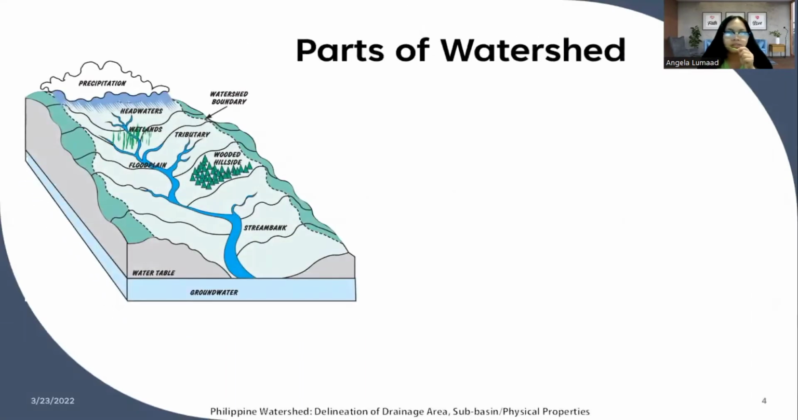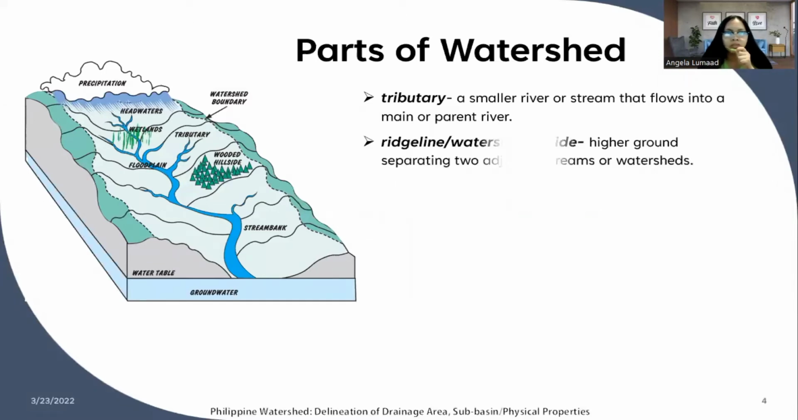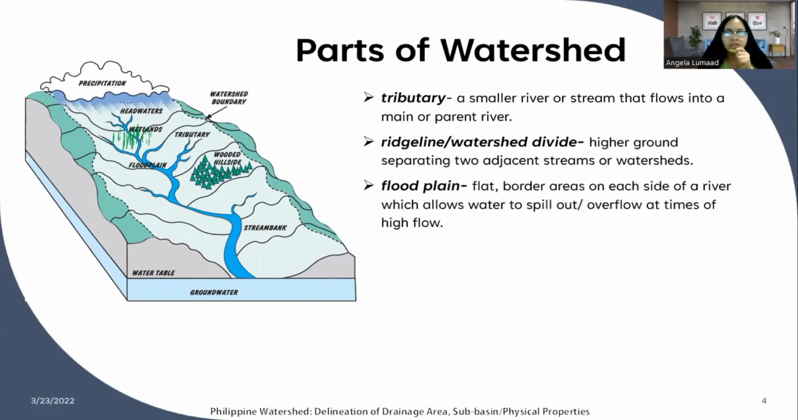A watershed has parts. First is the tributary, a smaller river or stream that flows into a main or parent river. Ridgeline or watershed divide, a higher ground separating two adjacent streams or watersheds. The floodplain is the flat border area on each side of a river, which allows water to spill out or overflow at times of high flow.